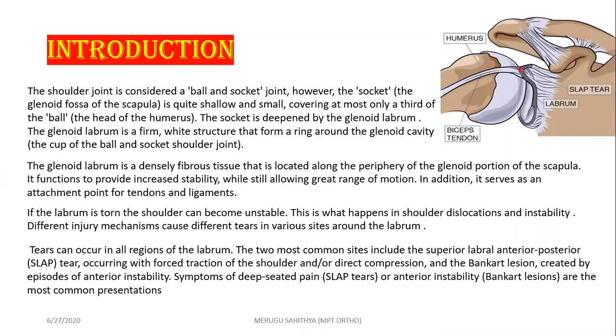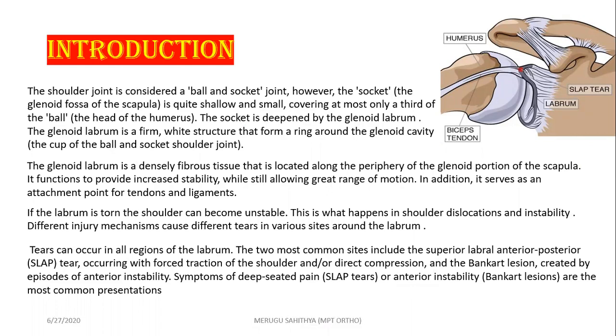However, the socket, that is the glenoid fossa of the scapula, is quite shallow and small, covering at most only a third of the ball, that is the head of the humerus. The socket is deepened by the glenoid labrum. The glenoid labrum is a firm, wide structure that forms a ring around the glenoid cavity, that is the cup of the ball and socket shoulder joint.